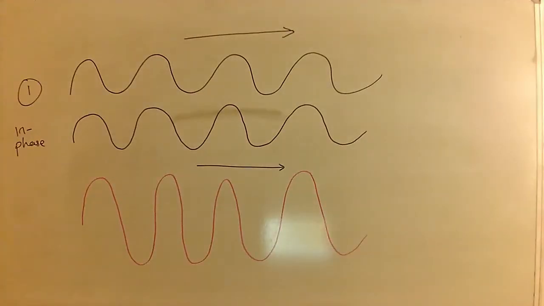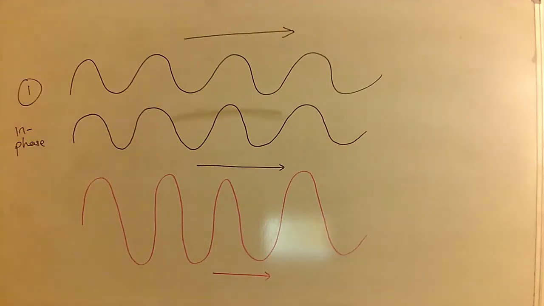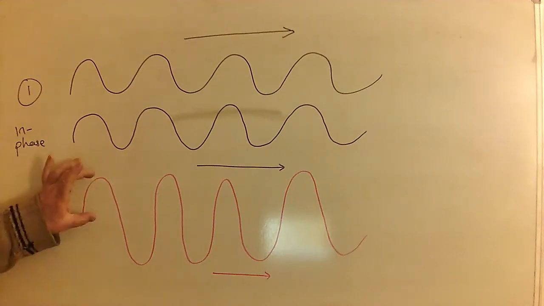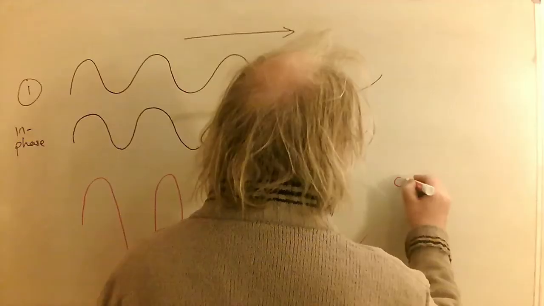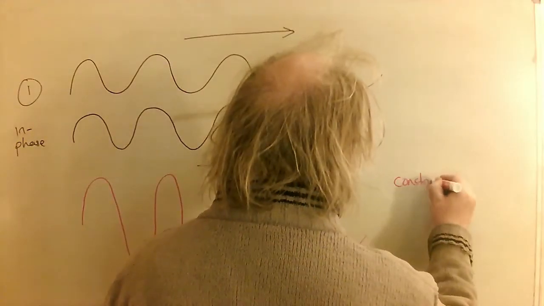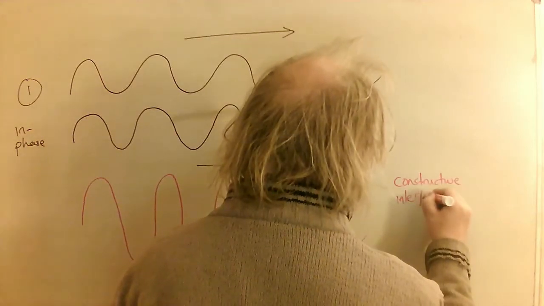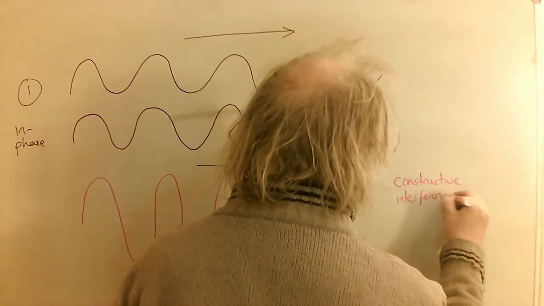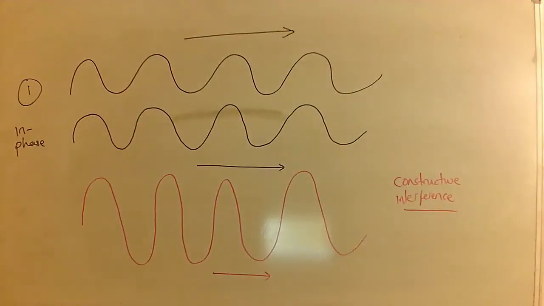Like that, so that's the resulting wave, still going in the same direction, but what we call the amplitude of the wave, which is the distance from the middle to the peaks, is much bigger now than it was before. And that we call constructive interference. And you can demonstrate that with simple waves like water waves, for example.